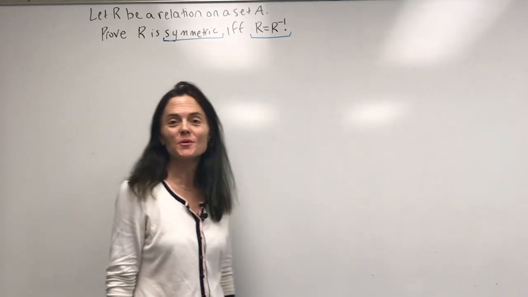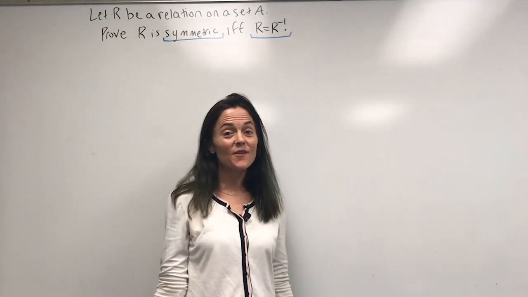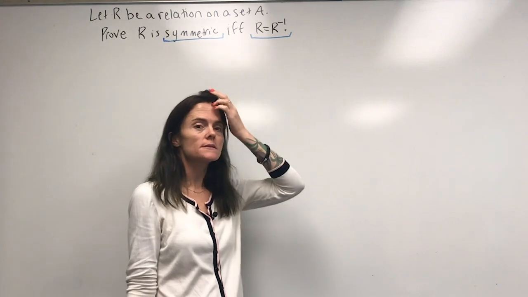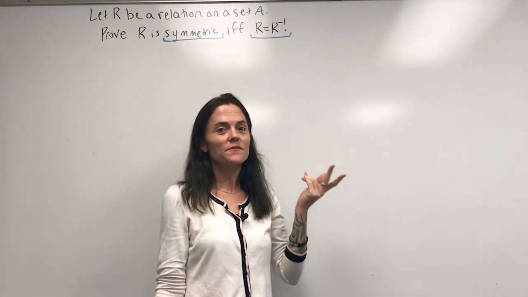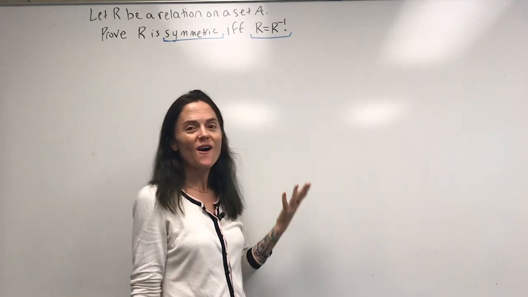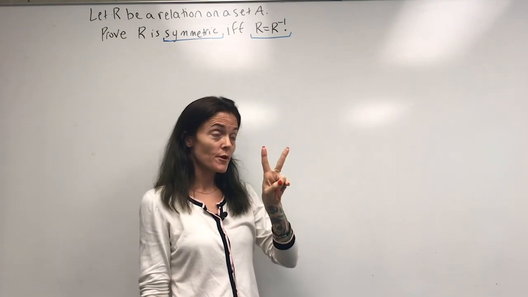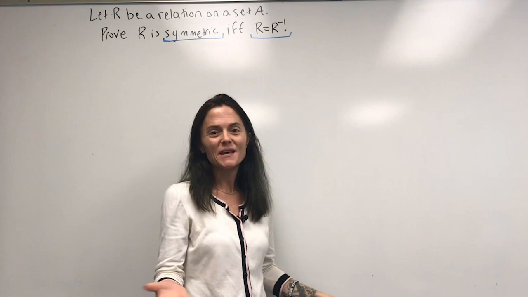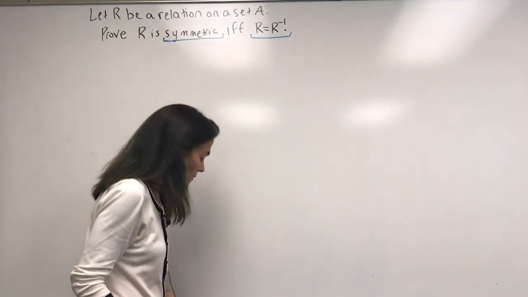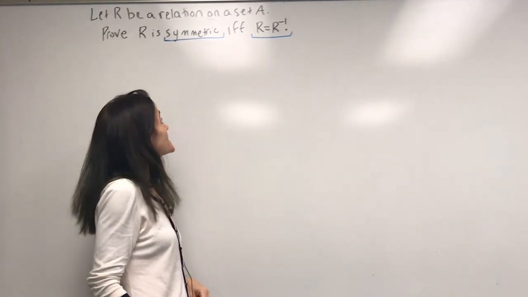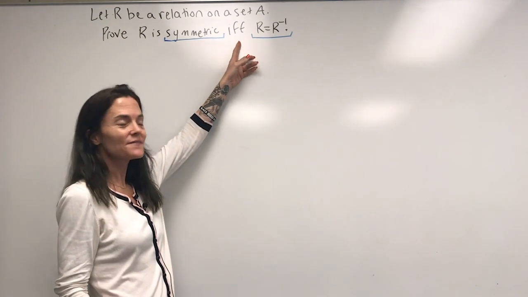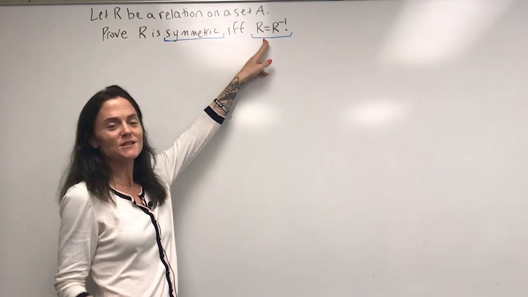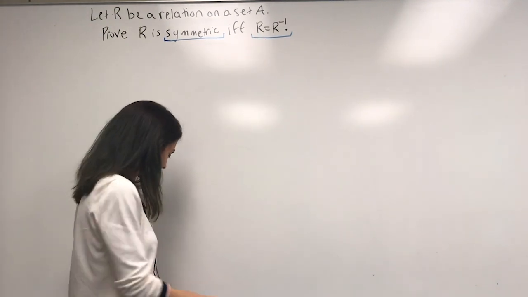Okay, and we want to prove R is symmetric if and only if R equals R inverse, and this is the inverse relation. If you recall, we get R inverse by taking every pair in R and flipping it. Then you have an element in R inverse. Okay, so the nice thing about this example is it's an if and only if, and we get to practice showing two sets are equal and things like this.